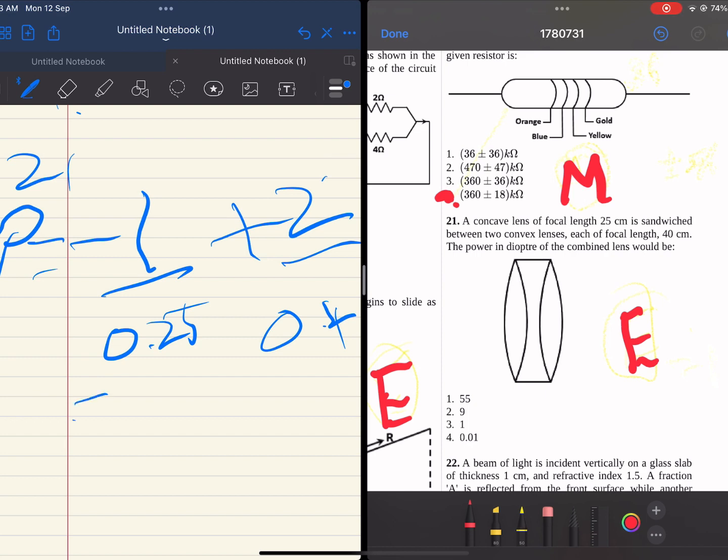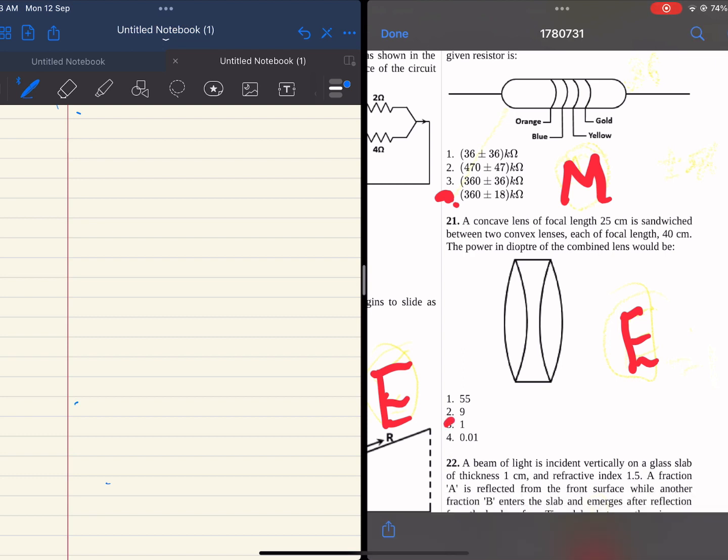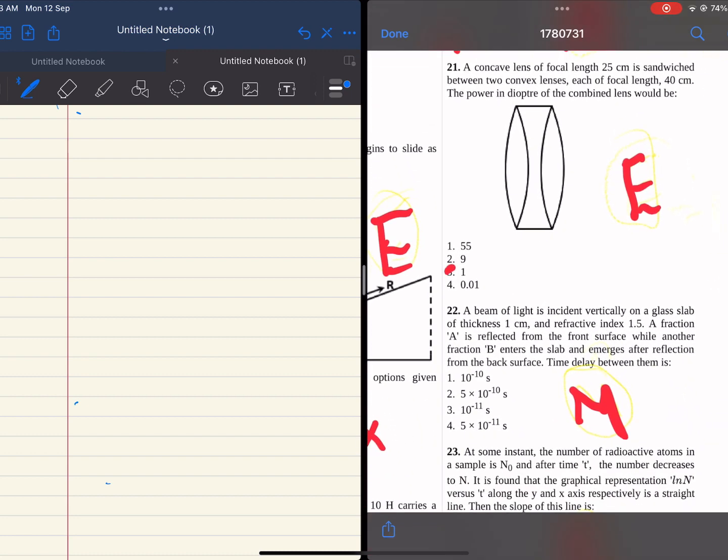Power is minus 1 by 0.25, because power in diopter they are asking, which is an SI unit. You take the focal length in meter, plus 2 by 0.4. Why 2 by 0.4? Because two convex lenses are there. So 2 by 0.4 is 5, and minus 1 by 0.25 is minus 4. Minus 4 plus 5 comes out to be 1 as the answer. So answer for the 21st question is option 3.